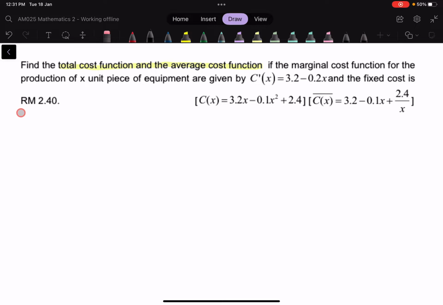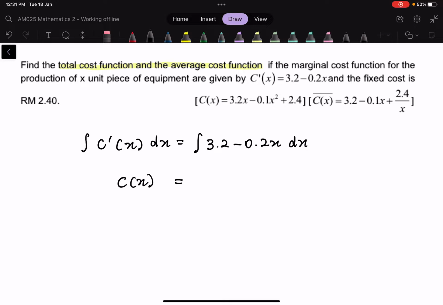So we can find the cost function if we integrate the marginal cost, and we're going to integrate 3.2 minus 0.2x. So we're going to get the cost function. Integrate 3.2 is 3.2x. Integrate 0.2x is 0.2x squared divided by 2, plus k. So 0.2 divided by 2 is 0.1.